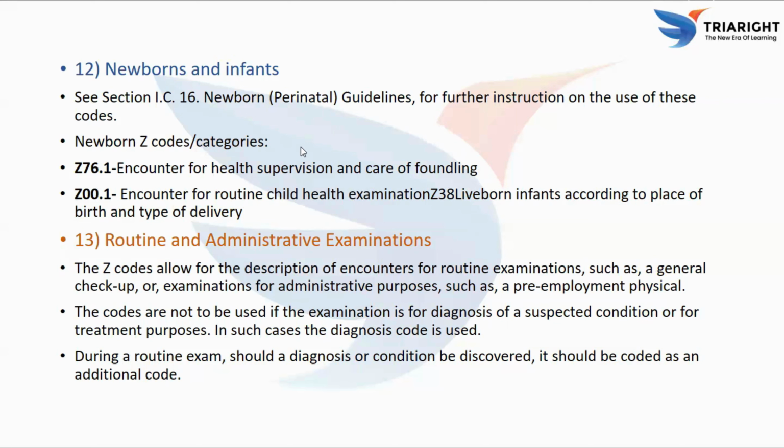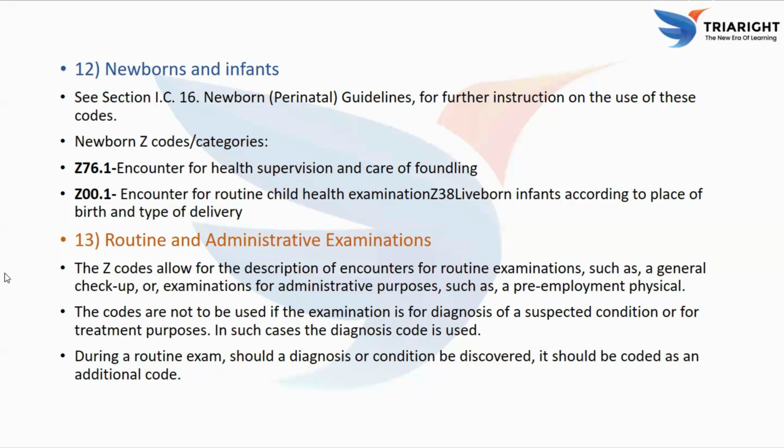And what are the important newborn Z codes? Z76.1, encounter for health supervision and care of foundling. So what does this mean? It is used whenever a newborn is abandoned or found and there are no parents or medical history is available. Example, a baby found in a public place and admitted for evaluation. So you have to assign Z76.1 code.